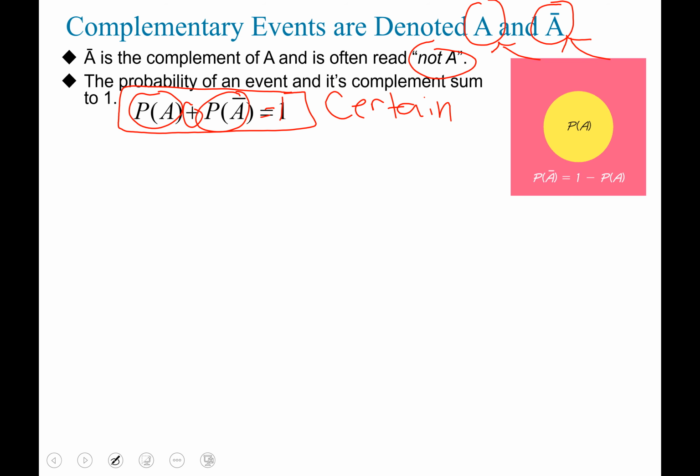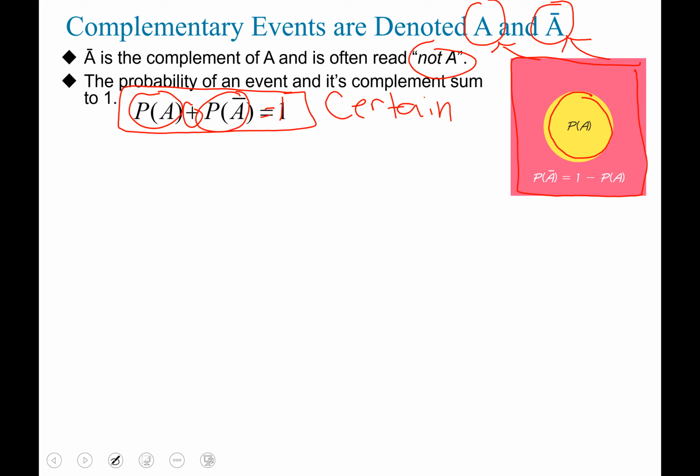Here's a Venn diagram explaining that for us. Here's our probability that A will occur in yellow, and in pink is our probability that A will not occur. If you add those together, the yellow circle and the pink square minus the circle, it equals 1, the entire diagram, the entire population, the entire probability.